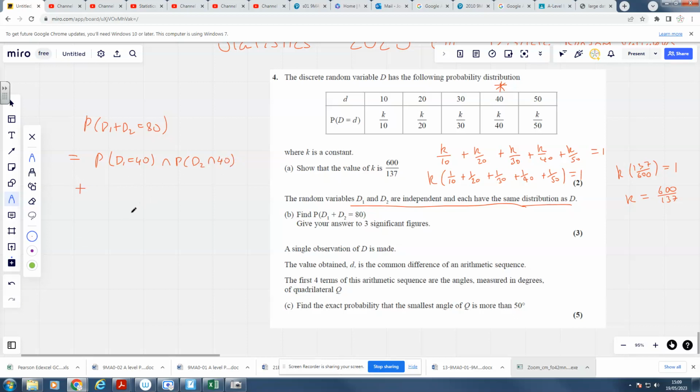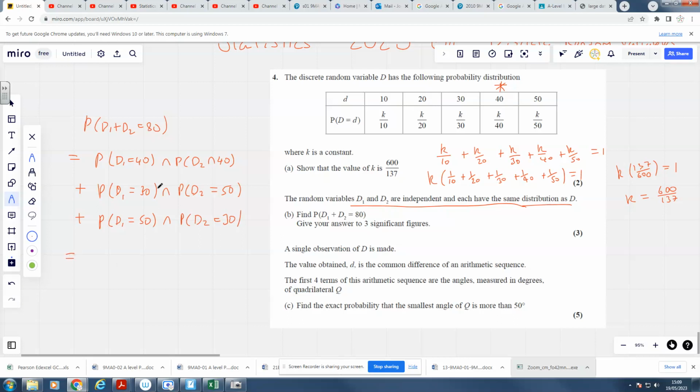How else could we get it? Or we could have got 30 and 50. Or we could have done it the other way round, couldn't we? We could have had 50 on the first spin and 30 on the second. Now, is that the only way of doing it? Probably. Let's have a look. Any other ways of getting 80? 20 and 60, 10 and 70? No, that's going to be the only way.